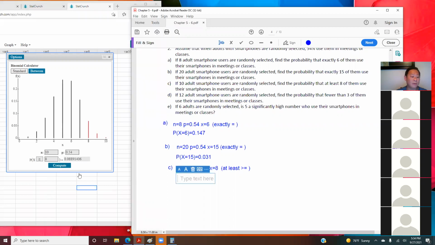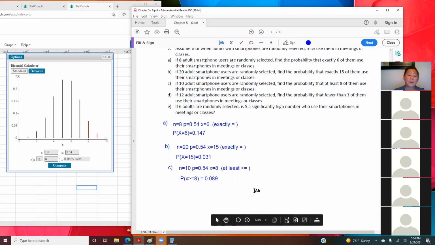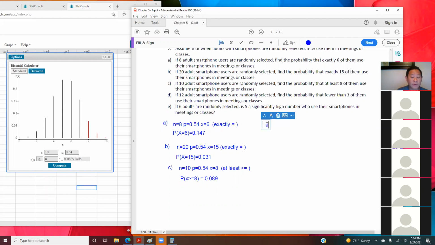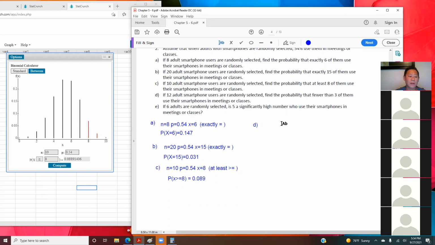So you just copy down: P(X greater than or equal to 8) is equal to 0.089. You guys okay? Anyone have any questions for me? And please don't help me solve this. Otherwise, it's not as easy as this. Okay. Read question D. Again, what are your N, P, and X?